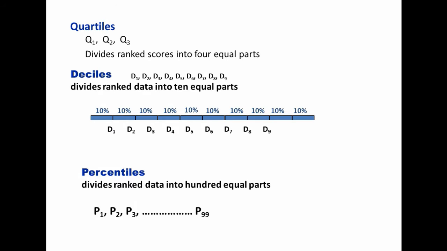Suppose you see over here, this is the whole data. At this position there is a number which is called D1, this number D2, this number D3, D4, D5 and similarly D9. So there are 10 equal parts: 1, 2, 3, 4, 5, 6, 7, 8, 9, 10. Deciles are the numbers which divide the data into 10 equal parts: 10%, 10%, 10%. Percentiles are the numbers which divide the ranked data into 100 equal parts: P1, P2, P3 up to P99.